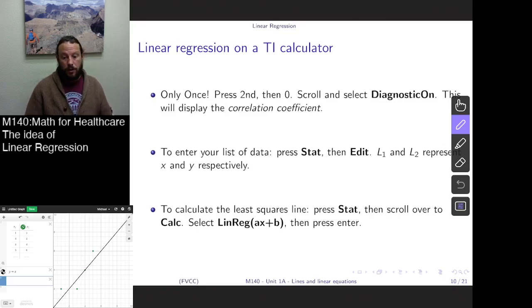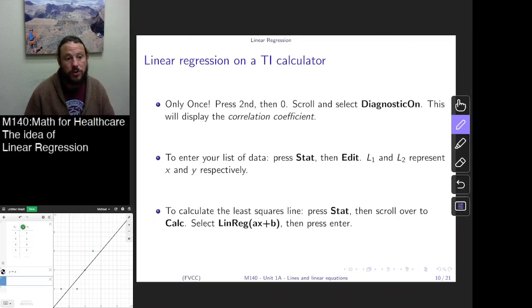Now, here's quick. How do we do it on a TI calculator? Because in the next video, I will do it in Desmos, and you'll see how to do it there. But first thing, only once, is we want to get the diagnostics on. In order to do that, you press second, then 0, scroll, and select the diagnostic on. This will display the correlation coefficient, which we'll define later, but this basically tells you how good your fit is.